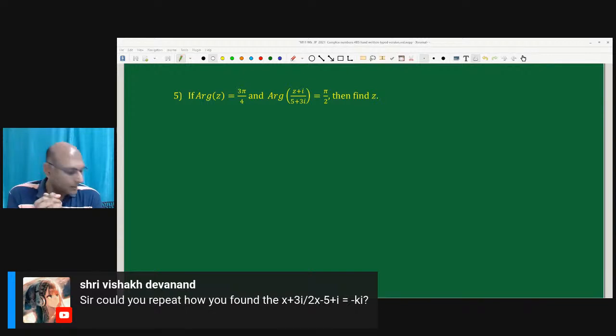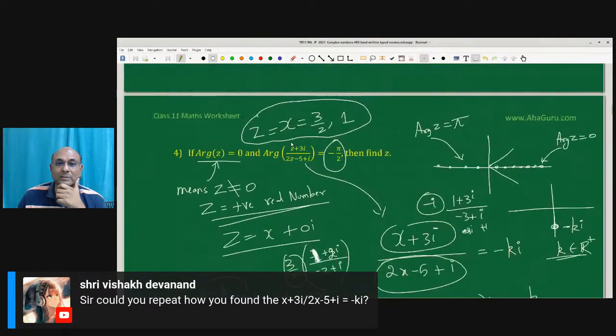The second part is left. Find z. How did I write (x plus 3i) by (2x minus 5 plus i) is minus ki? Well, for the previous question, this quantity is this quantity. I'm just substituting z is x. But the argument is minus pi by 2. What is the meaning of argument is minus pi by 2?